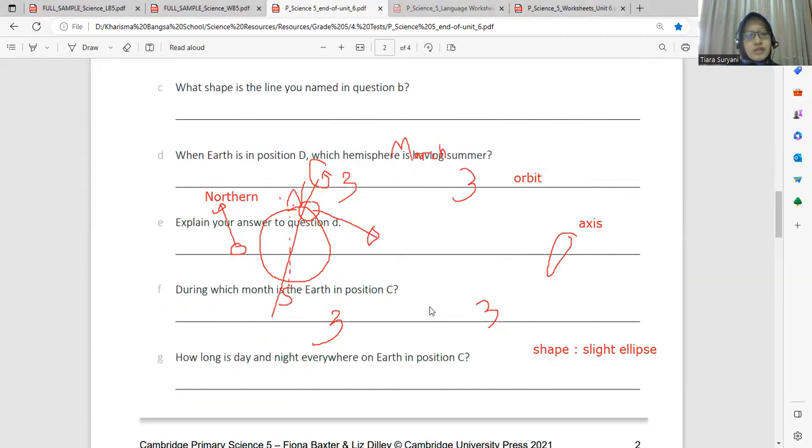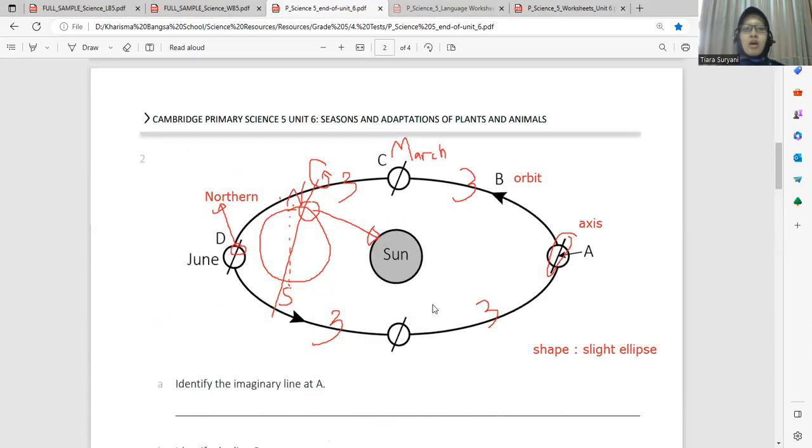And then how long is day and night everywhere on Earth in position C? Like I told you before, in this position, the northern hemisphere and southern hemisphere generally get the same amount of light. So if it is asked about how many hours it is exposed to the sunlight, on average, it's around 12 hours, let's say.